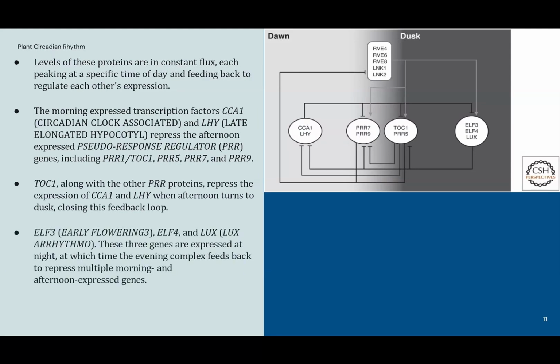ELF3, or the early flowering gene, ELF4, and LUX, the LUX rhythmo gene, these three genes are expressed at night. And when these genes are expressed, the evening complex feeds back and represses all of the morning- and afternoon-expressed genes you can see in the diagram. It's a very complex, very regulated, and very processed mechanism.